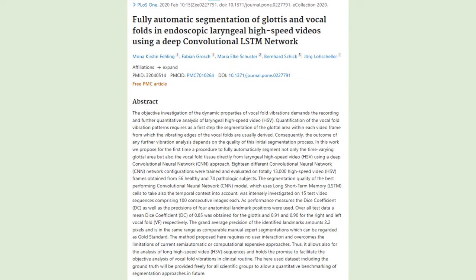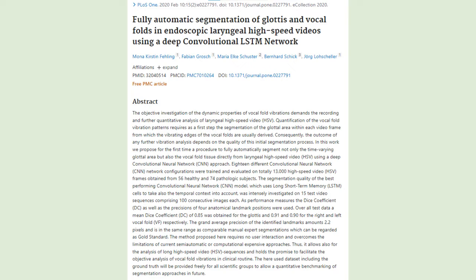The focus of this article by Feeling and co-authors from 2020 is on the segmentation of vocal folds in high-speed videos for quantitative analysis. The quantitative analysis of high-speed videos is dependent on the segmentation to be as precise as possible for the best result. Manual segmentation is often slow or inaccurate. This article seeks to determine which neural network is the most precise at automatic segmentation of the vocal folds.